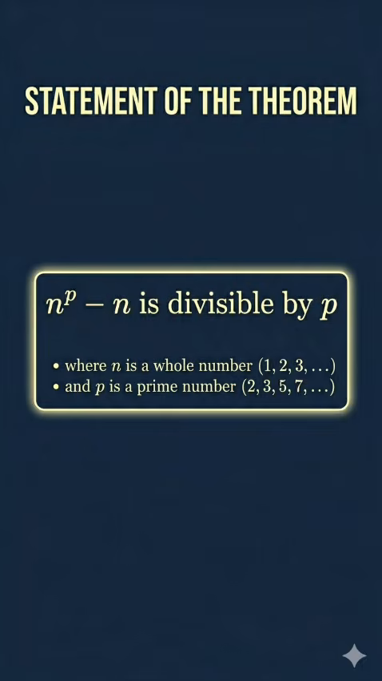raised to the power p minus n will always be divisible by p. While Fermat often left his proofs for others to find, today I will walk you through my own proof using the power of mathematical induction. To prove this, we begin with mathematical induction.